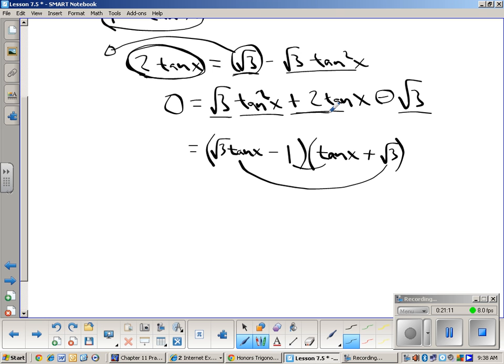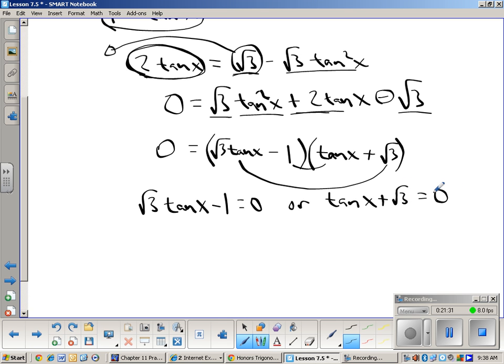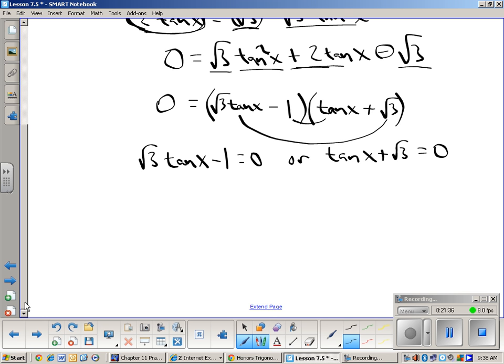So that's how we factor that. And so that gives me two answers: square root of 3 tan x minus 1 is equal to 0, or tan x plus square root of 3 is equal to 0. Okay? So if we solve this one, square root of 3 tan x equals 1. So tan x equals 1 over square root of 3.